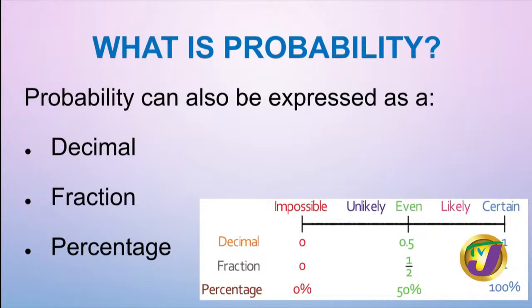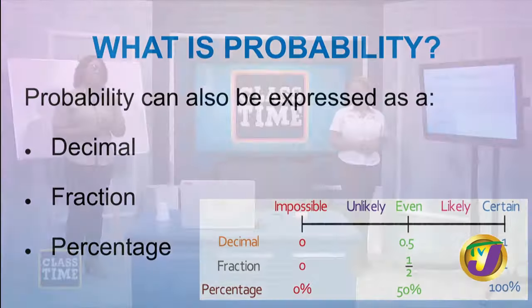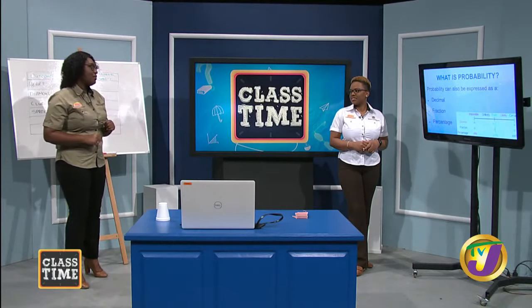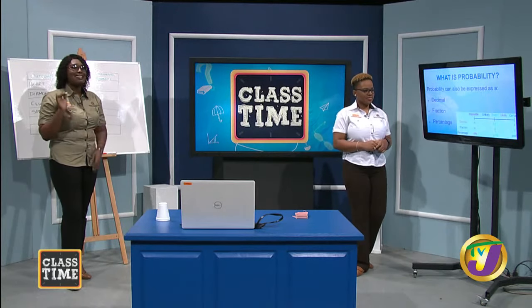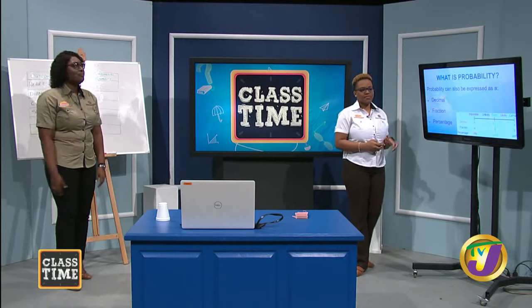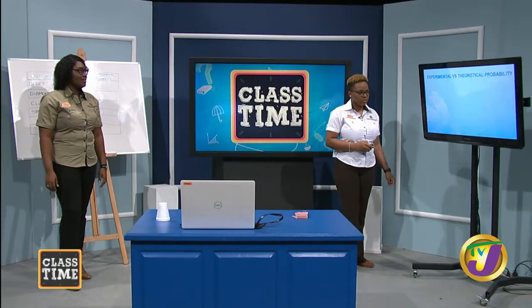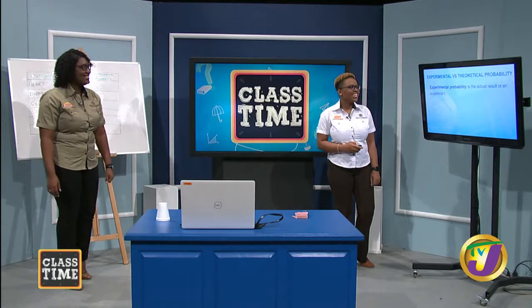All right. Certainty. I know that this is going to happen. As a decimal? 1. As a fraction? 1. And as a percentage? 100. So 100% that this thing will happen. Definitely. That $1 million in my account. Girl, keep dreaming. All right.